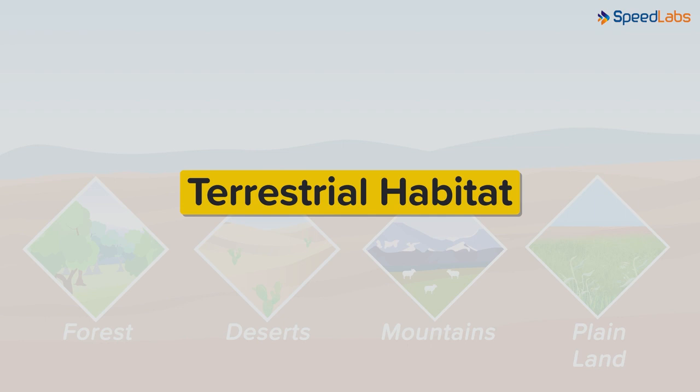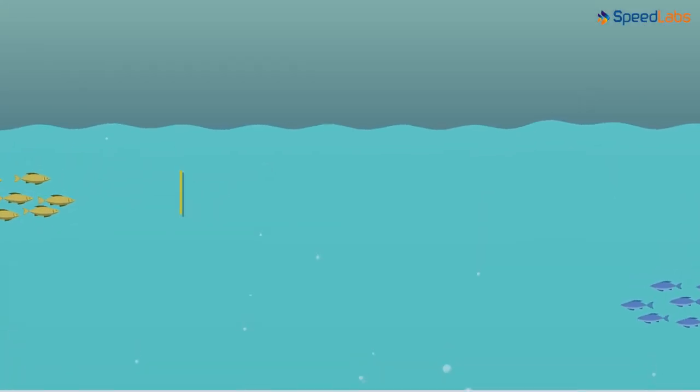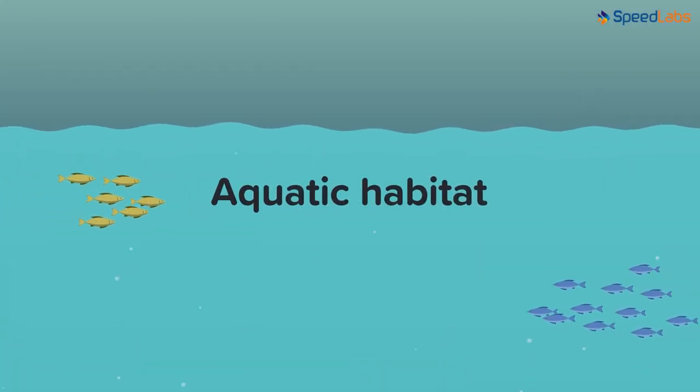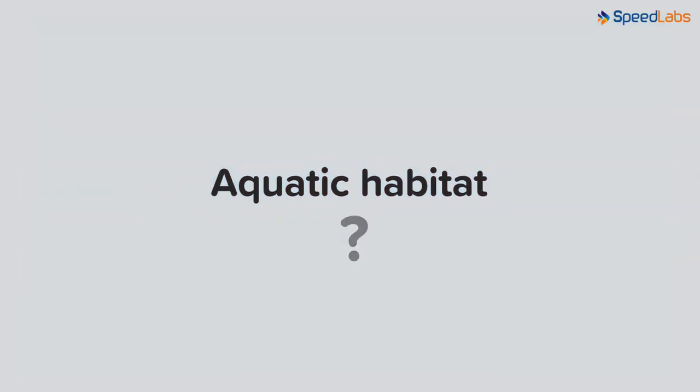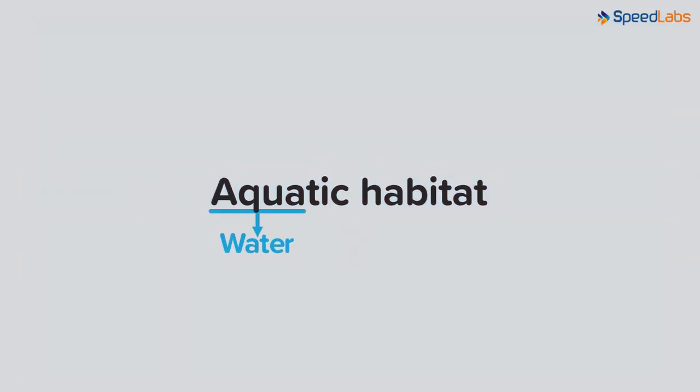In our previous videos, we have looked at the terrestrial habitat. We have learned how different animals adapt to their surroundings on land. Now let us look at the aquatic habitat. What does it mean? As the name suggests, aqua is water. So the habitat mainly consisting of water bodies is called an aquatic habitat.